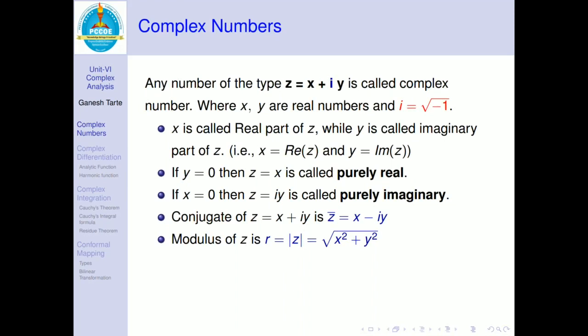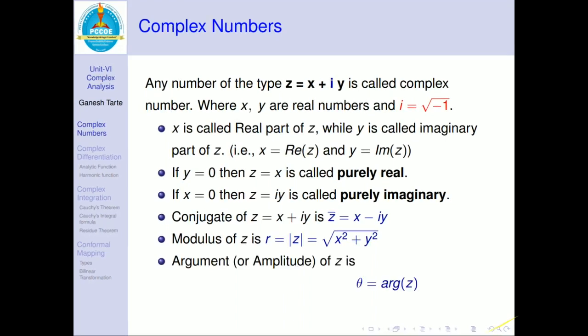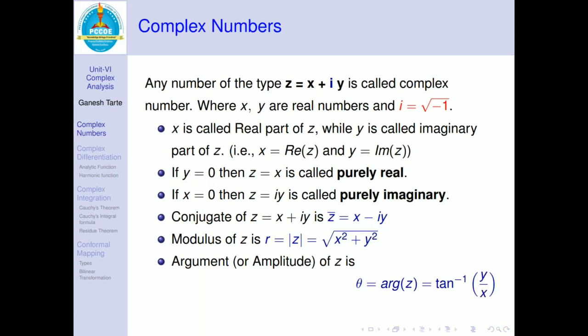Similarly, we can define the argument of z, that is the amplitude of z, theta, and it is tan inverse of y by x, tan inverse of imaginary part of z divided by real part of z. Now once we define this modulus r and argument theta, we can convert the complex number z in terms of r and theta. We call it the polar form of a complex number. So the polar form is z equals r e raised to i theta. So we already defined r and theta.